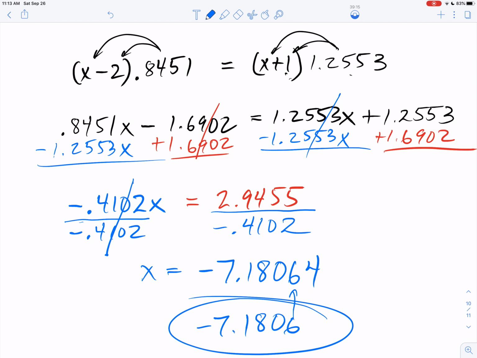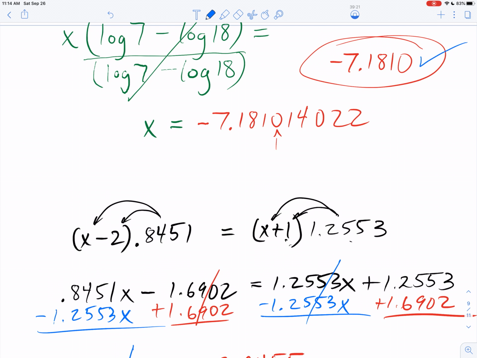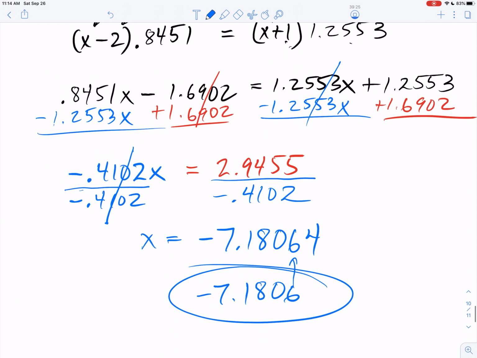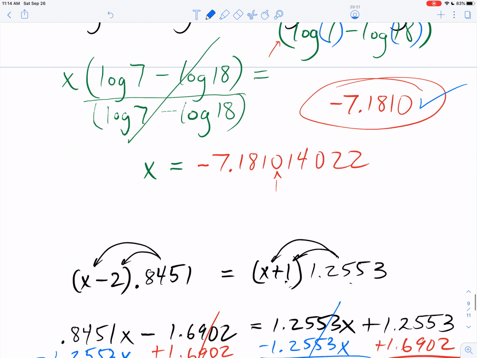See, this answer is based on the fact that I rounded to the fourth decimal place. And this answer right here is based on not rounding. Well, take a look. Here's the thing. We usually work to the fourth decimal place, because that is usually when we start seeing variation in our numbers. See, if I was to round this one to there, I would get negative 7.181, which is what I got up here. You see what I mean?